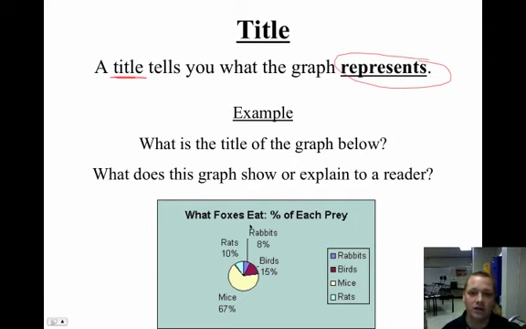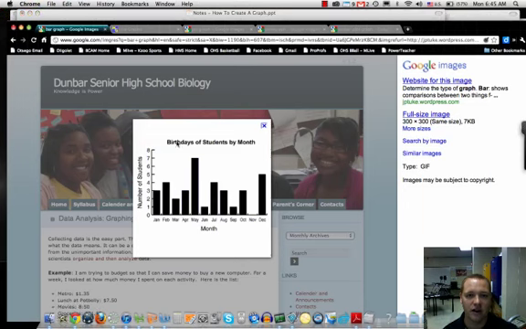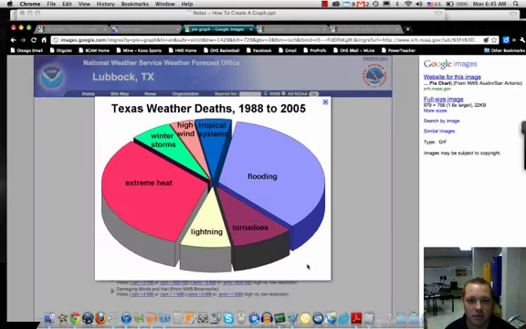Now, to give you an example, let me take you out to the World Wide Web and some of the other ones that are out there. Take, for example, here. You have a title, which is normally located right across the very top. So this one is birthdays of students by month. Title of this one, temperatures in New York City. How about a pie graph? The title of this, Texas weather deaths, 1988 to 2005.